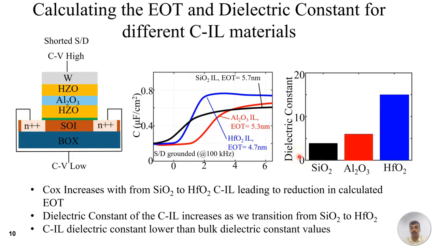We also back calculated the dielectric constant for the channel interlayer, and we can see that for the SiO2 channel interlayer, the dielectric constant is the lowest, and as we go from SiO2 to Al2O3 to HfO2, the dielectric constant of the interlayer tends to increase. So overall, we understand that the EOT decreases and the dielectric constant of the channel interlayer increases as we go from SiO2 to HfO2 CIL material.